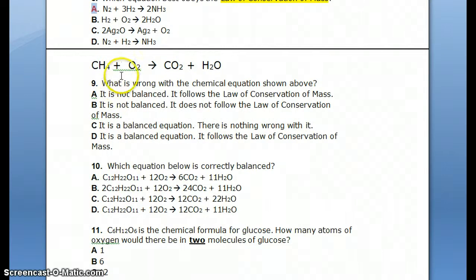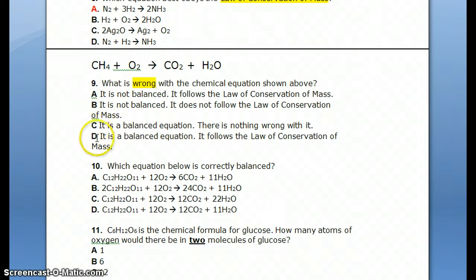Number 9. What is wrong with the chemical equation shown above? So what am I looking for? I'm looking to see what is wrong with it. Well, let's see if it's balanced. I have 1 carbon on the reactant side and 1 carbon on the product side. I have 4 hydrogens on the reactant side, but I only have 2 hydrogens on the product side. So this equation is not balanced.